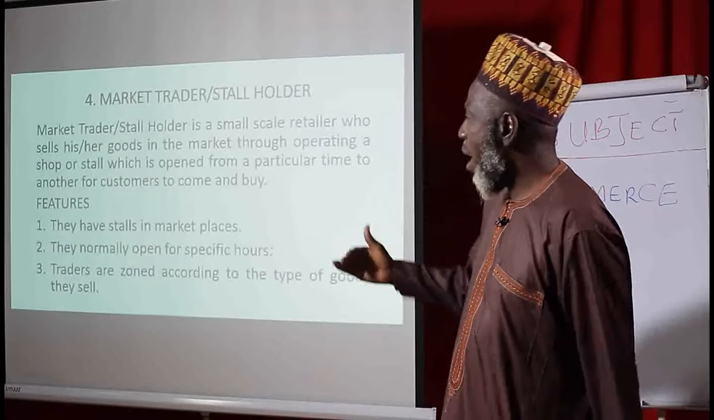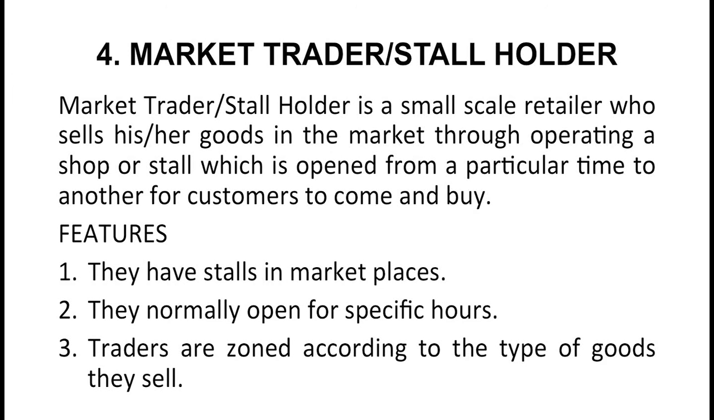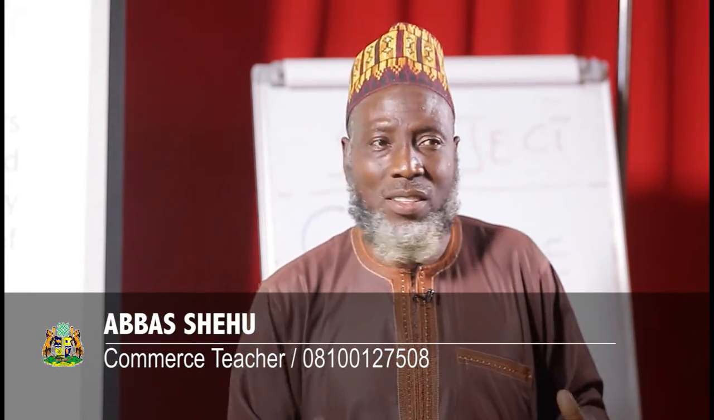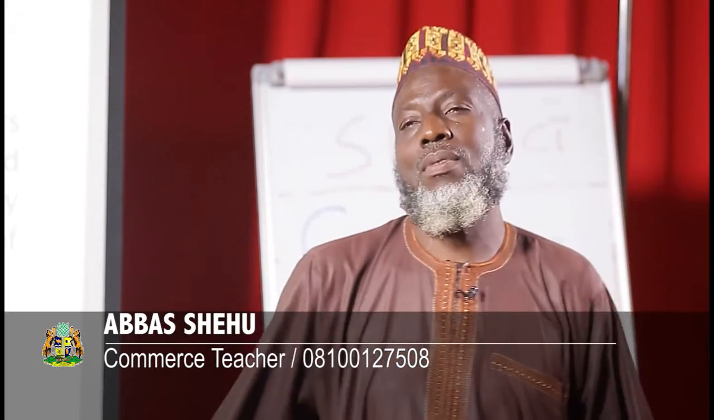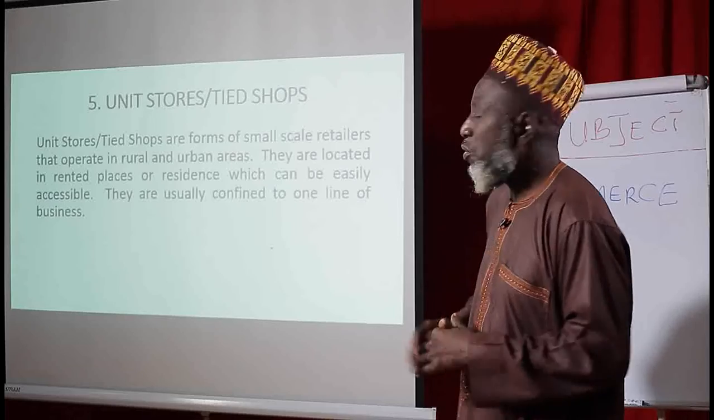Their features are: one, they have stores, shops in the market. Two, they're normally open for specific hours, from 7 to 6, as the case may be. Number three, traders are zoned according to the type of goods they sell. You go to a place where you see people selling beef. You go to a place where you see people selling foodstuff, wares, shoes, so on and so forth. That's talking about the fourth one.